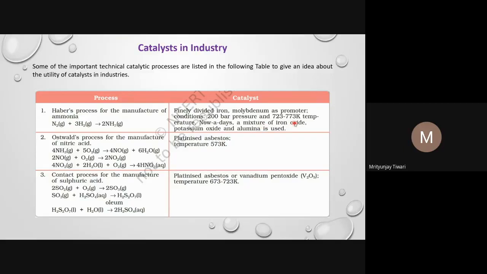Nowadays, a mixture of iron oxide, potassium oxide, and alumina is also used. So an iron oxide mixture instead of this. Now people are also using iron oxide, potassium oxide, and alumina as a catalyst.